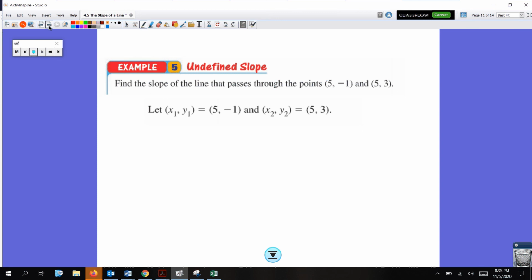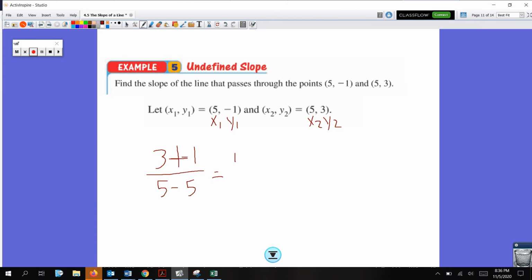All right, undefined slope, something a little different. It's kind of crazy. Here we have some ordered pairs, 5, negative 1, and 5, 3. So here's my x1, y1, x2, y2. All right, so now we're going to take y2 minus y1. Remember, minus a negative becomes a positive, so it's actually 3 plus 1 over 5 minus 5.